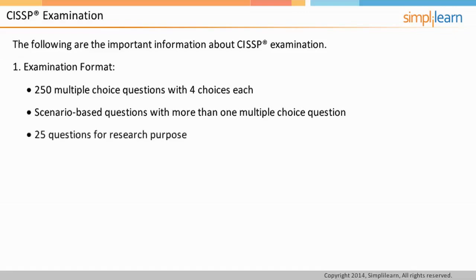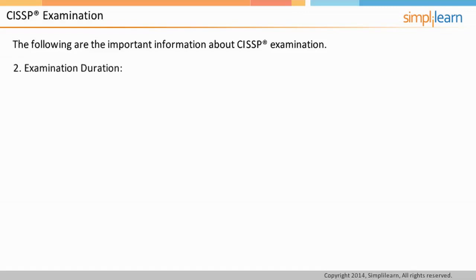Each of these exams contains 25 questions which are included for research purposes only. The research questions are not specifically identified. There is no penalty for guessing, so candidates should not leave any item unanswered. Examination duration. The maximum duration of the CISSP exam is 6 hours.